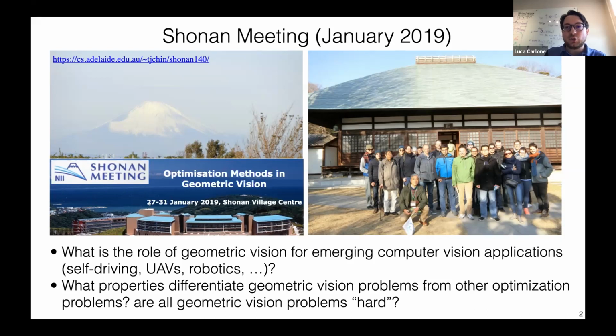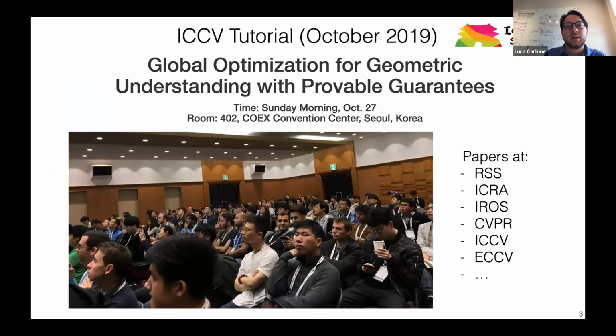After this meeting in January 2019, we organized a previous event, which is kind of a twin event compared to this RSS tutorial. The previous event was an ICCV tutorial in October 2019, called Global Optimization for Geometric Understanding with Provable Guarantees. At ICCV in Seoul, in Korea, we got around 200 participants. You may remember these nice times in which conferences were in person, and you were going to other places to enjoy the conference with your colleagues.